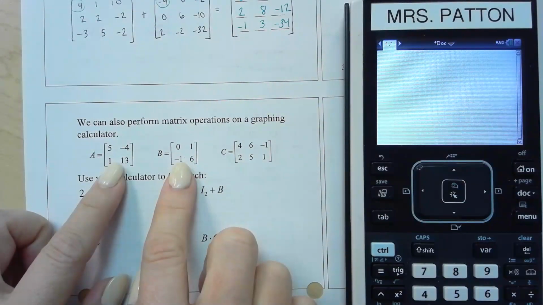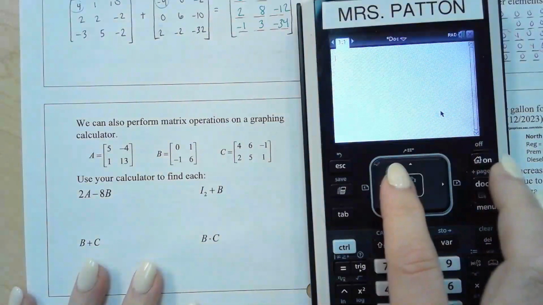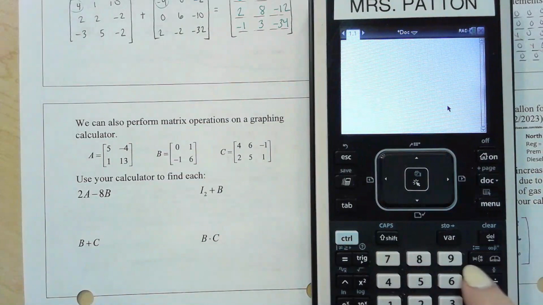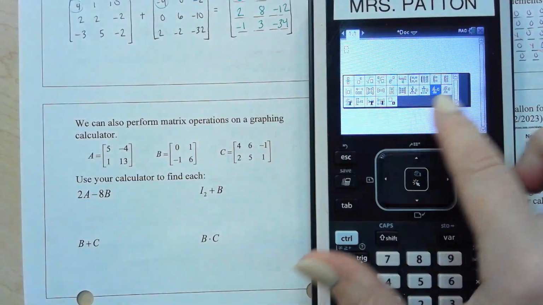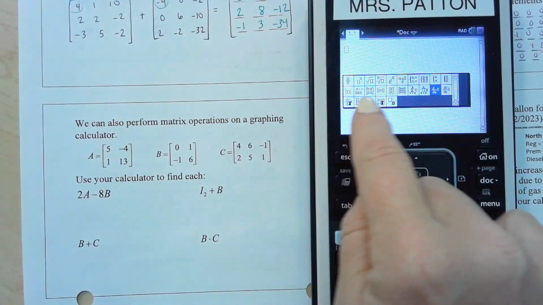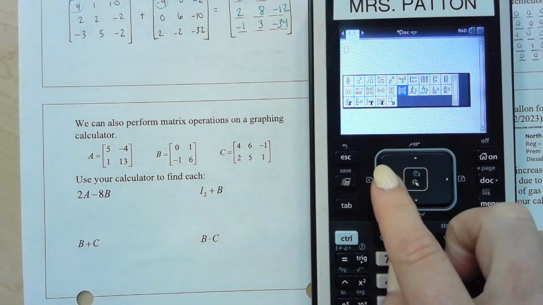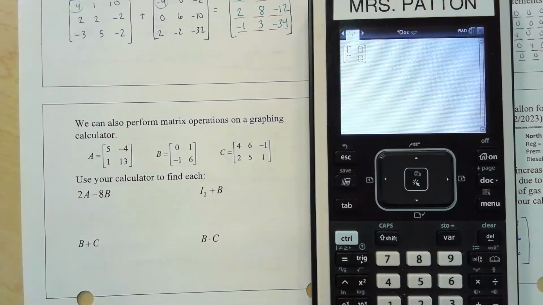If I want to do A plus B, I have a couple of options. In my templates button, we've used this button before. It's to the right of my 9. We have a lot of choices in there. We used it to graph piecewise functions. We've used it for the absolute value. In fact, look in there, second row. Don't those look like matrices? So I've got a 2 by 2.